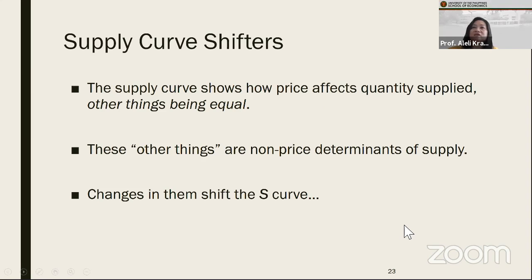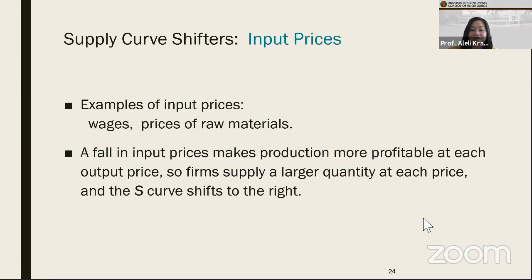Okay. What are some of these factors? Input prices. Inputs are the resources that firms use to produce the good. Should the prices of these inputs change, the profits of the firms are affected, and therefore their willingness to supply the good at a particular price is also affected. So when an input becomes cheaper, then production is more profitable at each output price, so firms supply a larger quantity at each price. On the other hand, as inputs become more expensive, then firms supply a lesser quantity.